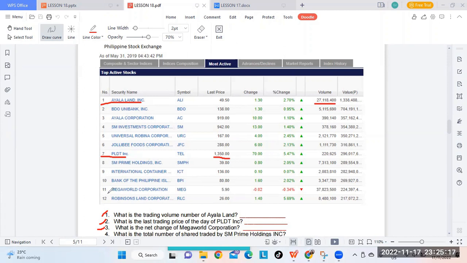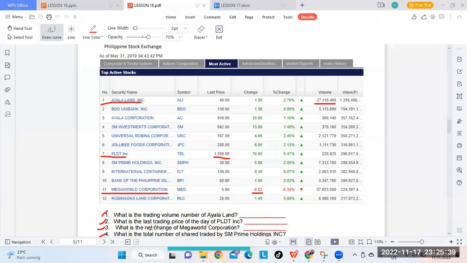And then number 3, what is the net change of Mega World Corporation? Nasa si Mega World, yun, number 11. Mega World Corporation. And we are looking for the net change. Net change, yun. Change, then Mega World. So we have 0.02. Negative 0.02.